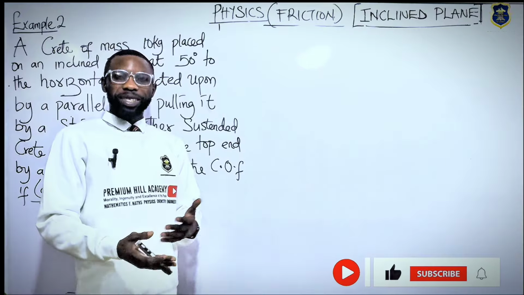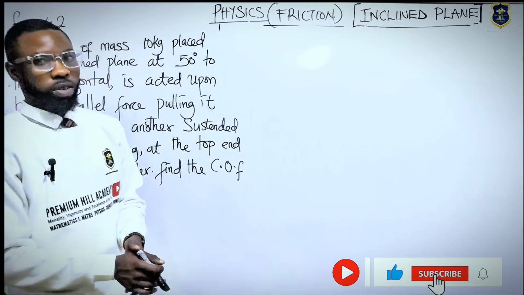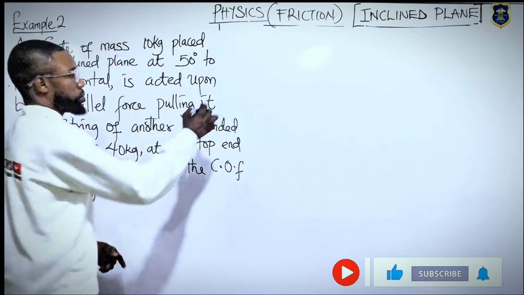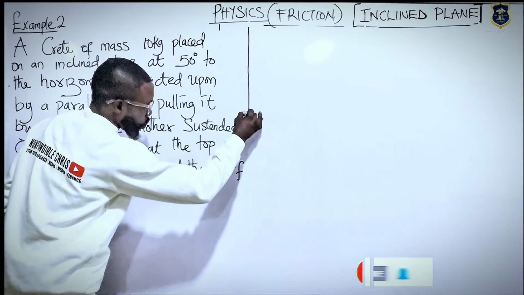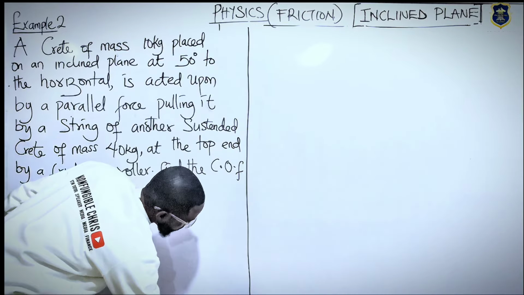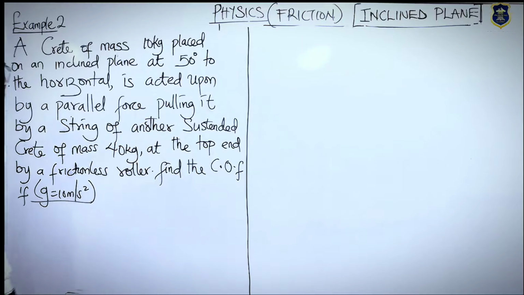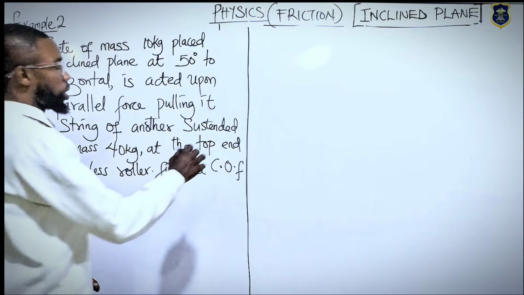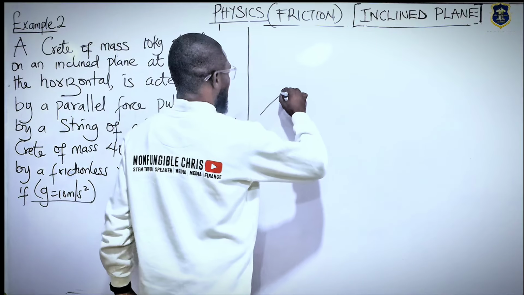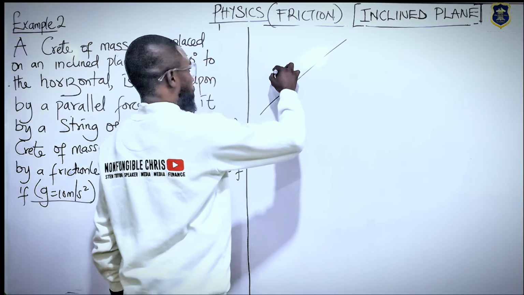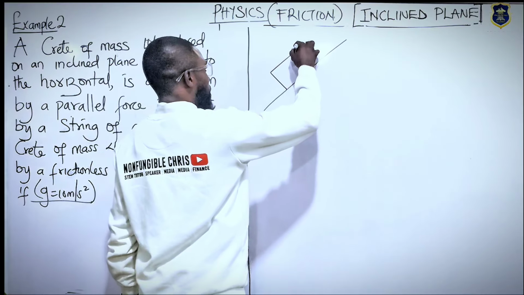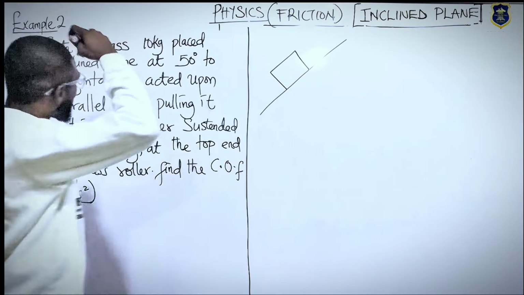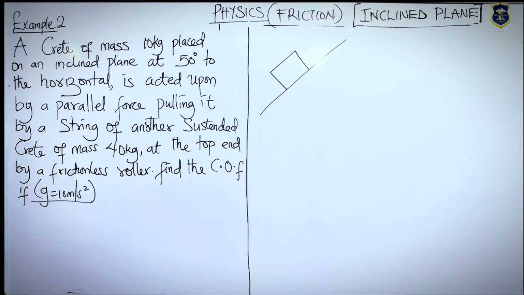Alright, let's look at example 2 as regards forces on an inclined plane. I hope my line is straight enough. Manageable, right? So it says a crate of mass 10 kg is placed on an inclined plane. We have an inclined plane, so a crate is placed on it, of mass 10 kg, placed on an inclined plane at 50 degrees to the horizontal.